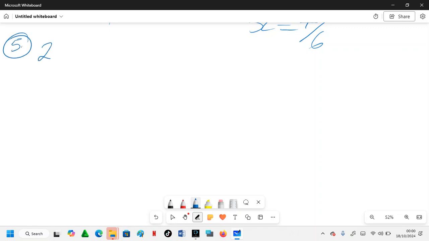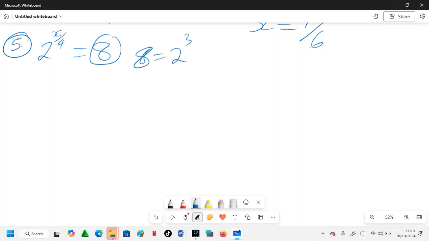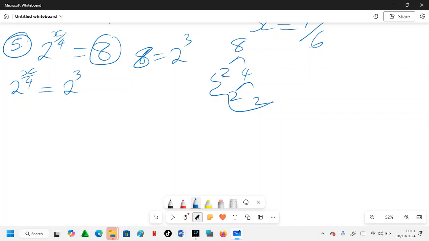Right, so 2 to power x over 4 is equal to 8. Alright, again, pause the video, solve it, and then check later to see if you got the answer correct. Alright, now 8 is simply 2 to power 3, right? You know, 2 goes there 4, 2 goes there 2, right? So 2 times 2 times 2.